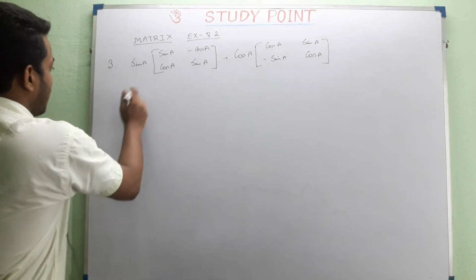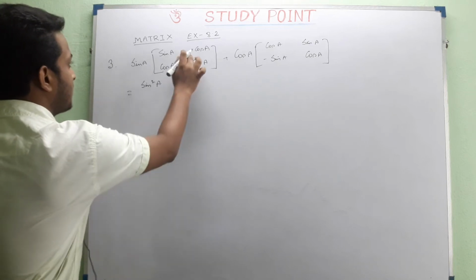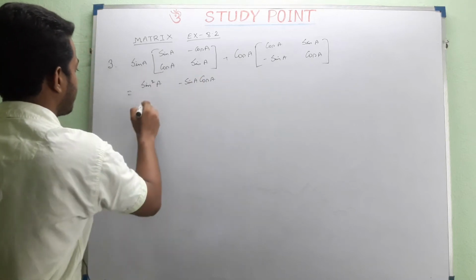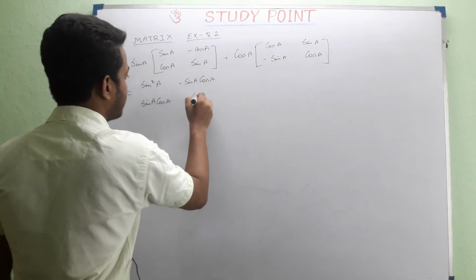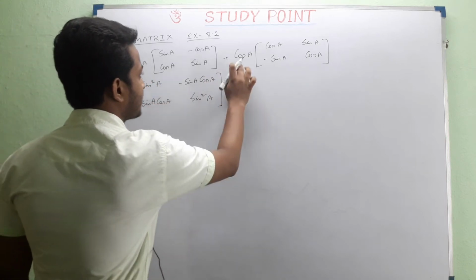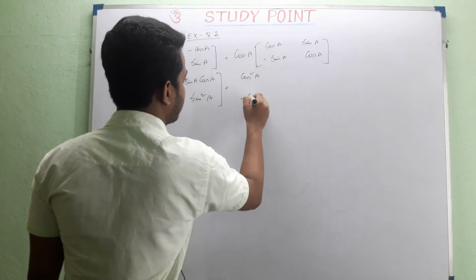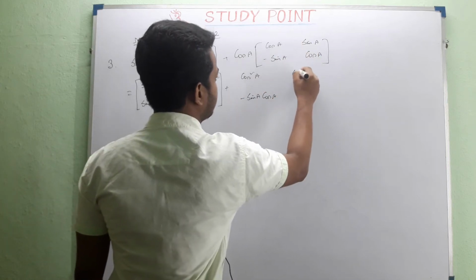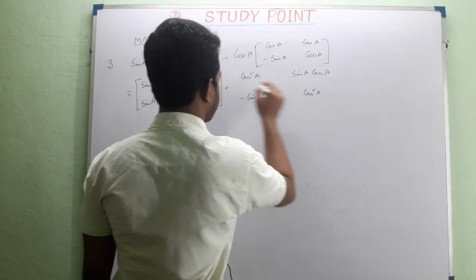Now see, in the first line we have to multiply, so it will be sin A into sin A, that is sin square A, sin A into cos A, that is minus sin A cos A, sin A into cos A, that is sin A cos A, sin A into sin A, that is sin square A. Here cos A into cos A, that is cos square A, cos A into sin A, that is minus sin A cos A, cos A into sin A, that is sin A cos A, cos A into cos A, that is cos square A.